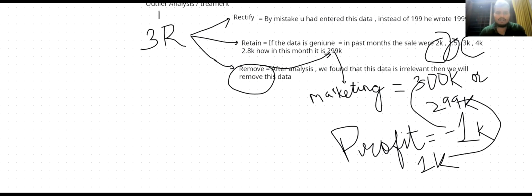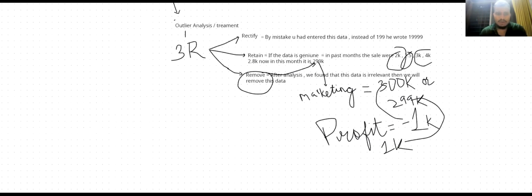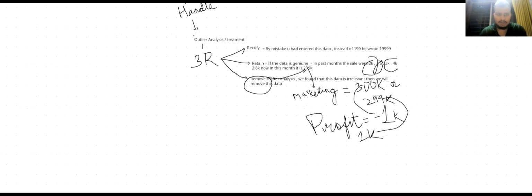So I hope you have understood this. The very first part is 3R analysis. We will be stopping here, and tomorrow we will be learning the next steps of outliers treatment.